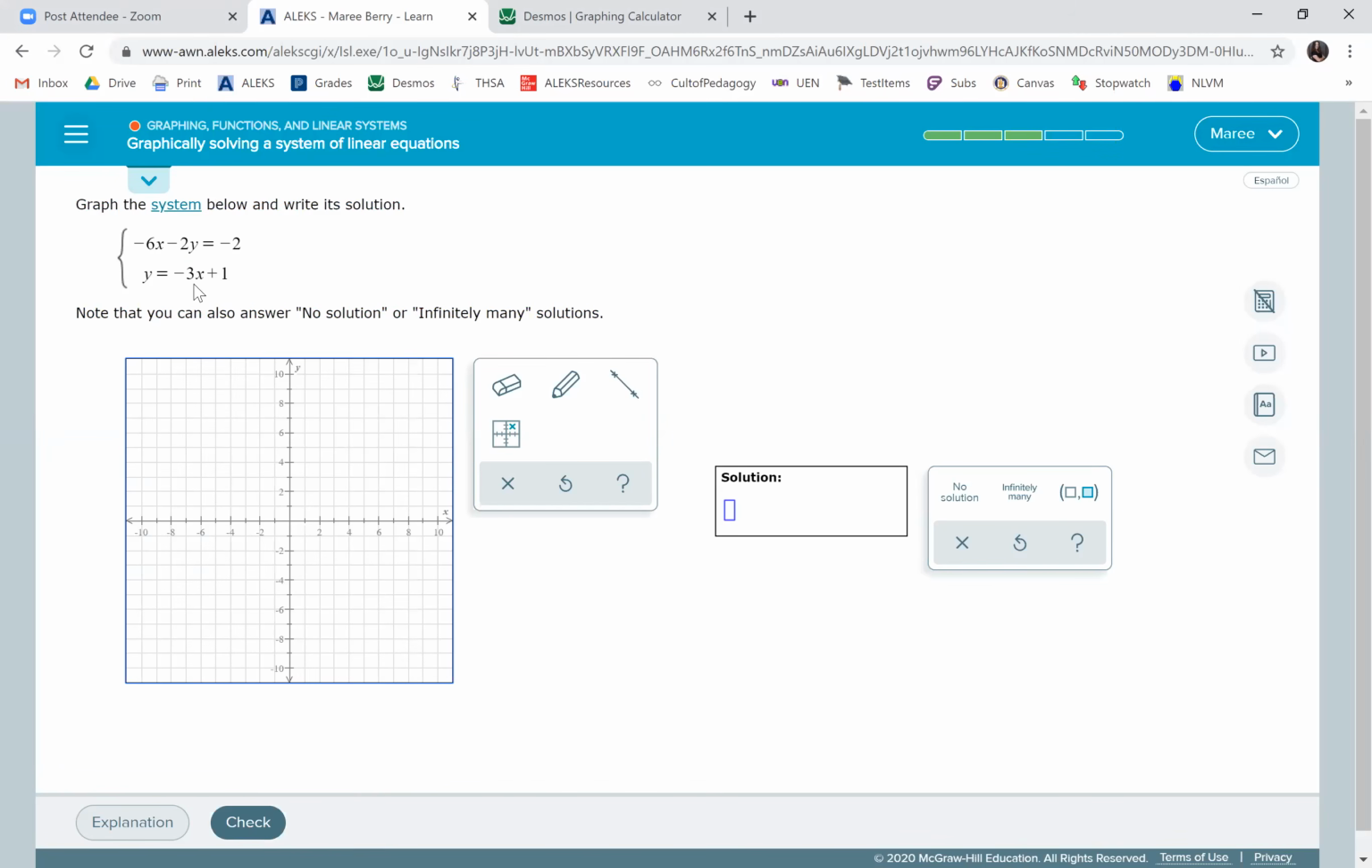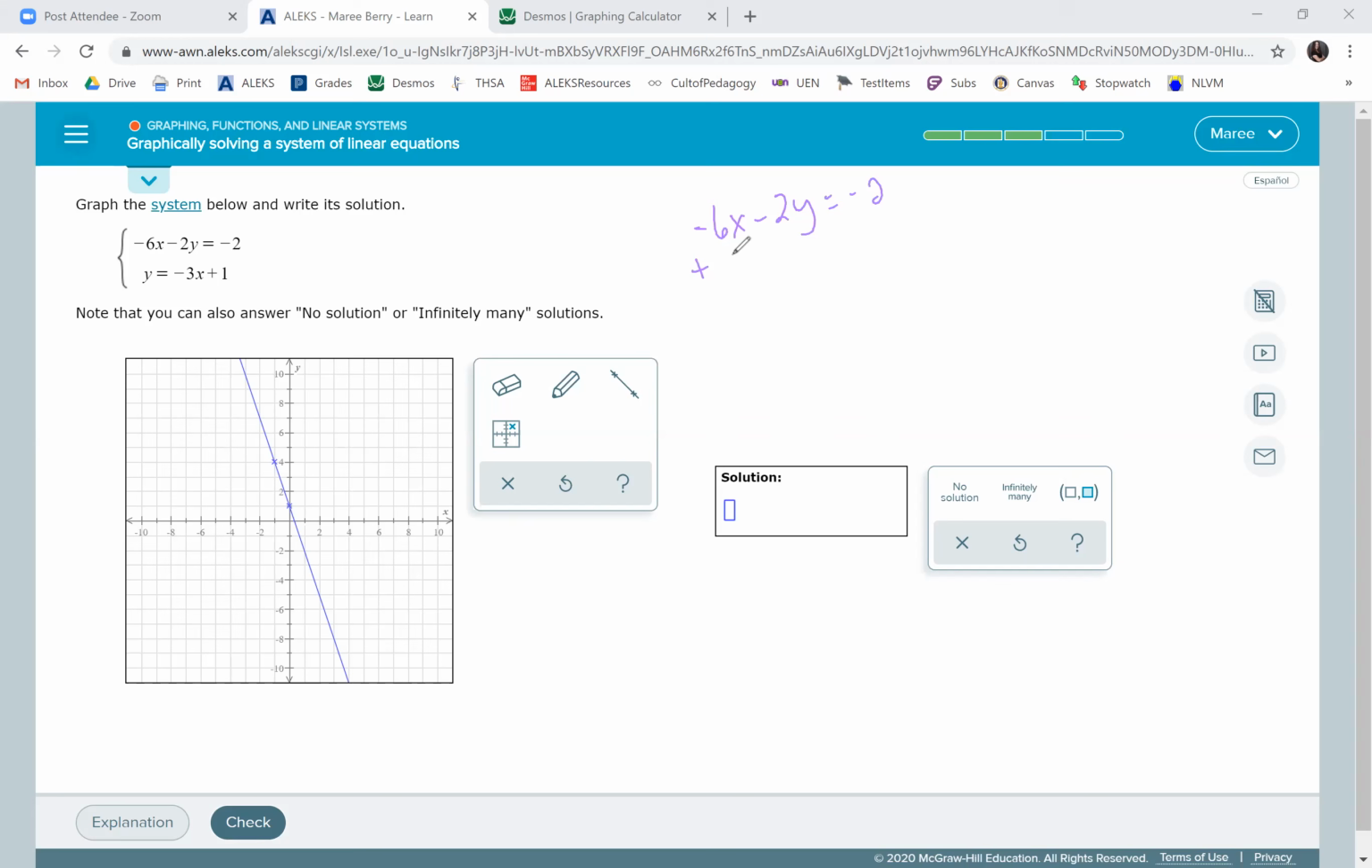We'll start by graphing the one that's already a y equals. So we go up to 1, and our slope is -3. So we rise 3 and to the left 1 to make it negative. The first one, we're going to solve for y. I like to write the equation first.